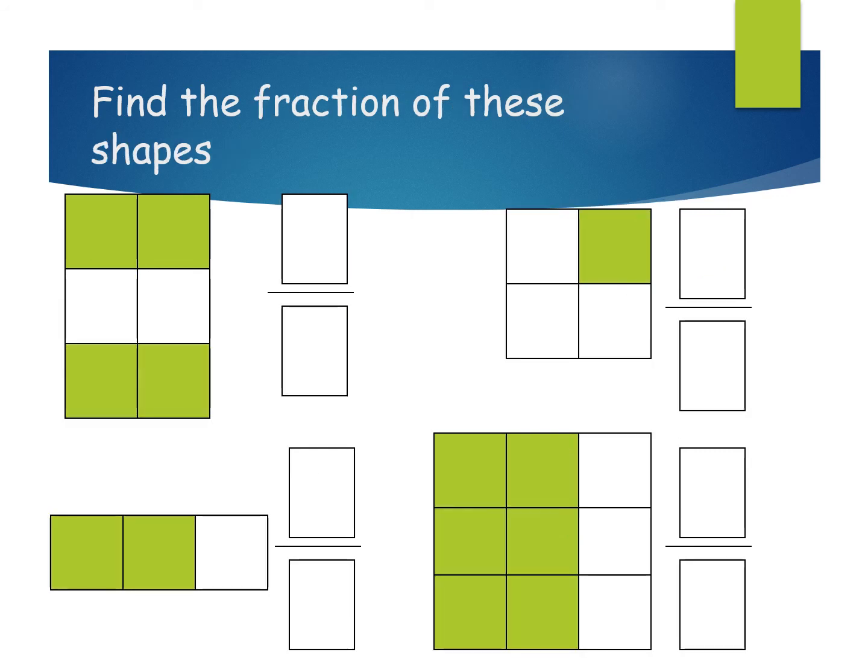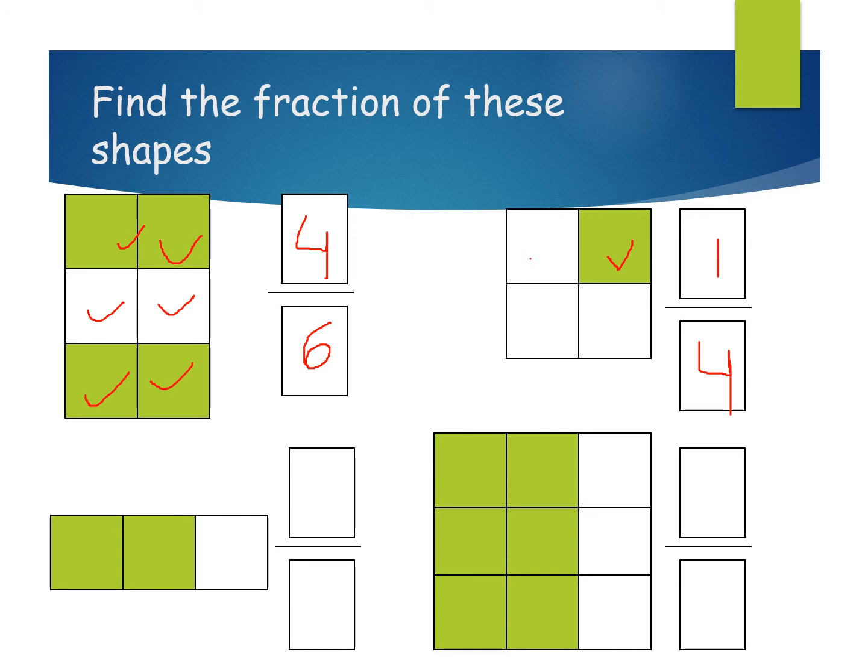So here we have to write the fraction of these shapes. Okay, so how many parts are total shaded? Yes, it is 4. And total how many parts are given? 1, 2, 3, 4, 5 and 6. So we will write it in the denominator. Okay, in the next one, how many parts are shaded? Yes, it's just 1. So the numerator will be 1 and the denominator means the total equal number of parts. So we can see that total parts are 4. So the denominator will be 4.